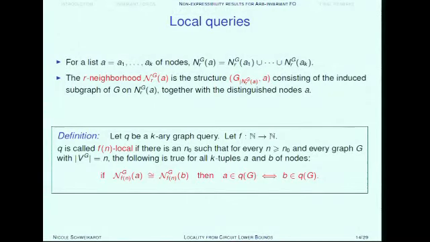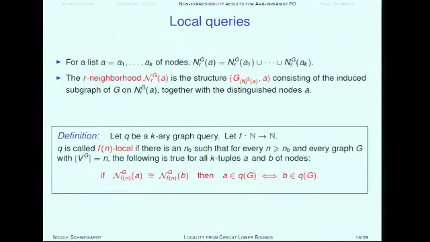So if you have a k-ary graph query and some function f from natural numbers to natural numbers, then this query is called f of n local if there is some number n0 such that for all numbers n bigger than n0, and every graph with exactly n vertices, the following is true.